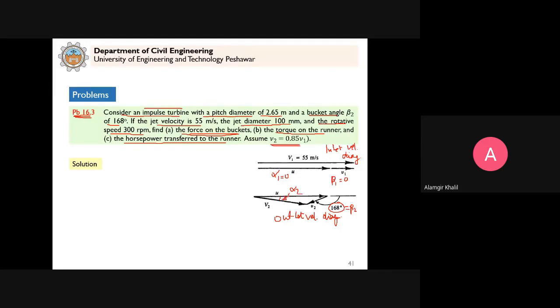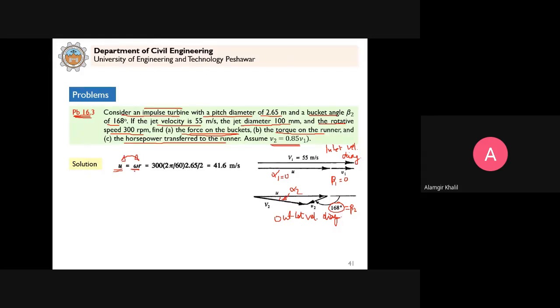So now that we know the inlet and outlet velocity diagrams, we can calculate the force. We have to first estimate the change of velocity, so we need to calculate the velocities at inlet and exit. Now U is equal to r omega. This is the relationship between the angular speed and the linear speed.